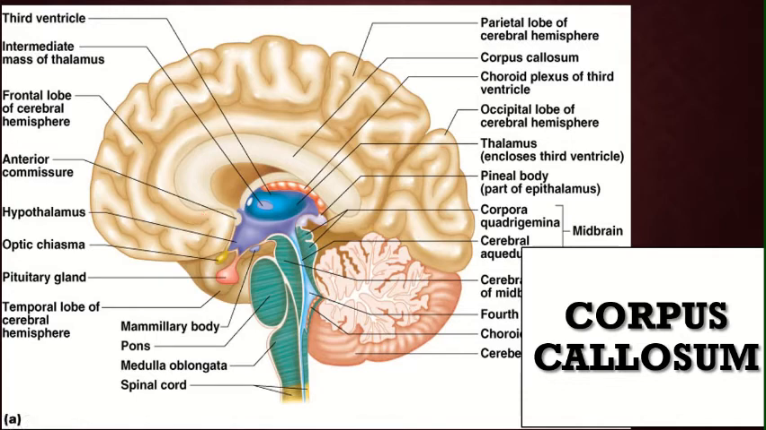Then moving to the features of the corpus callosum, it forms a massive arched interhemispheric bridge in the floor of the median longitudinal cerebral fissure, connecting the medial surfaces of the two cerebral hemispheres. So moving to the parts of the corpus callosum.